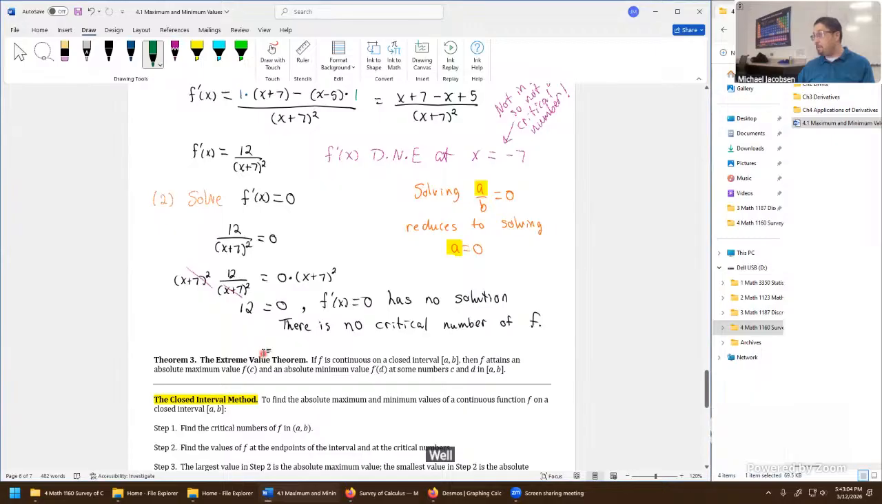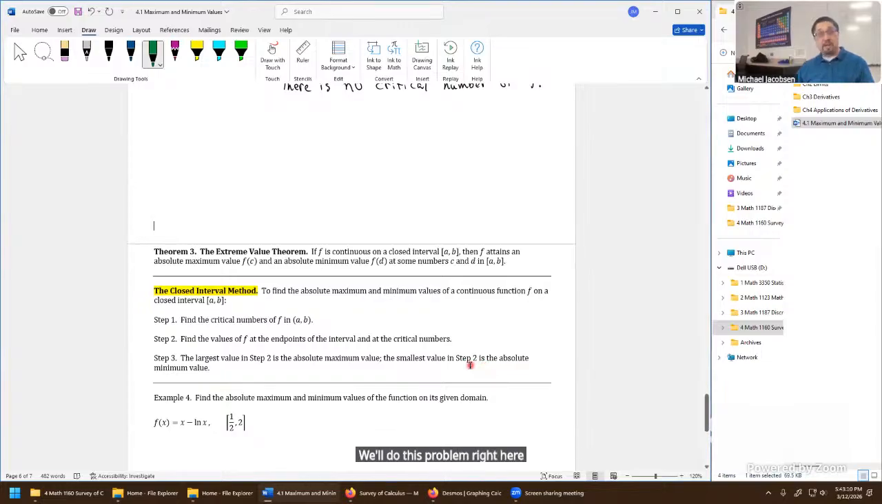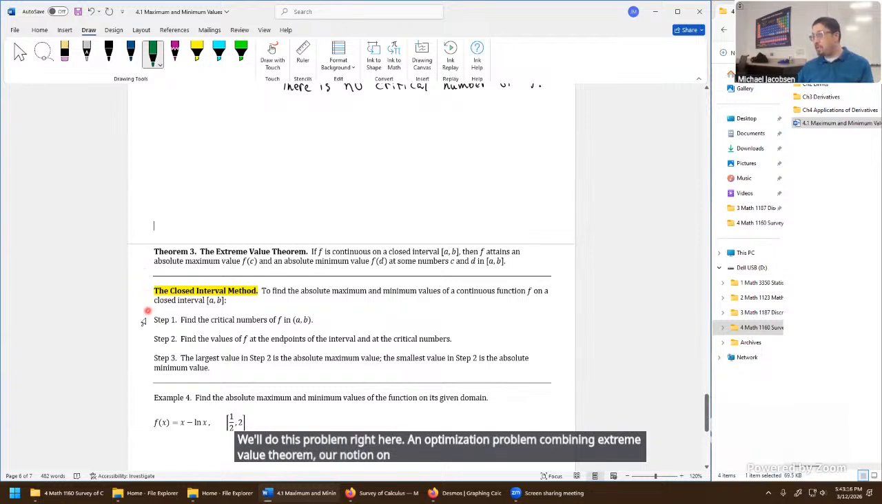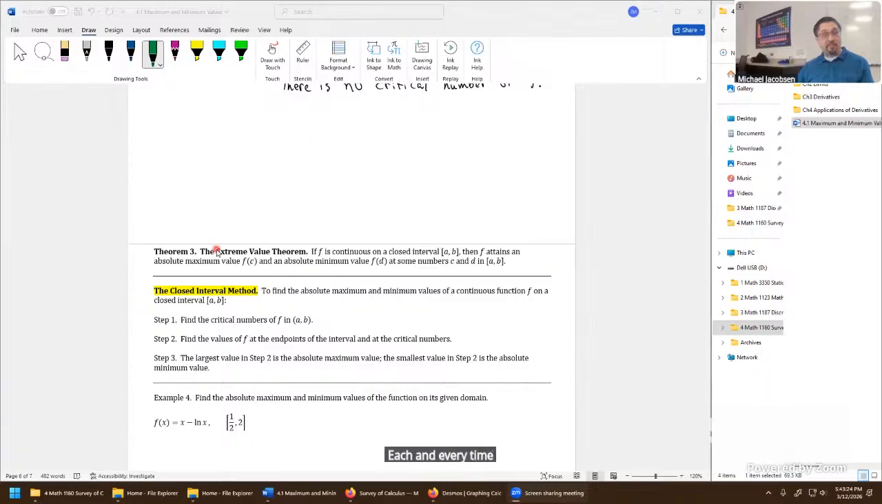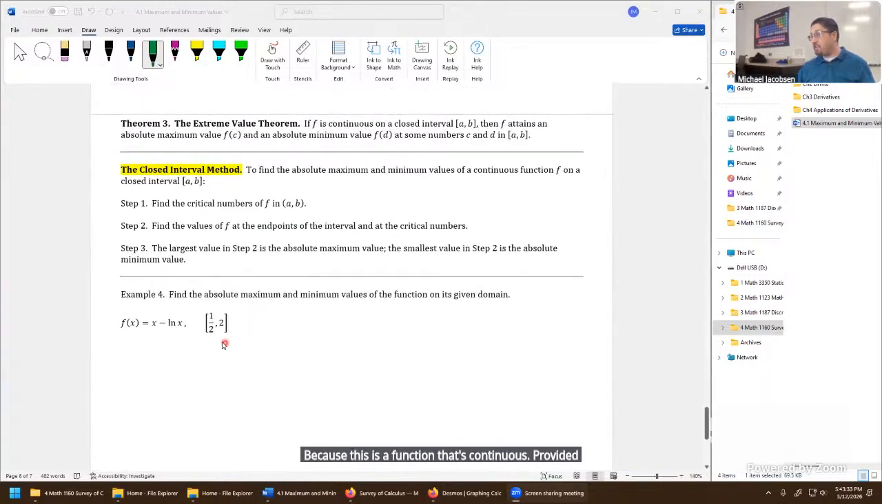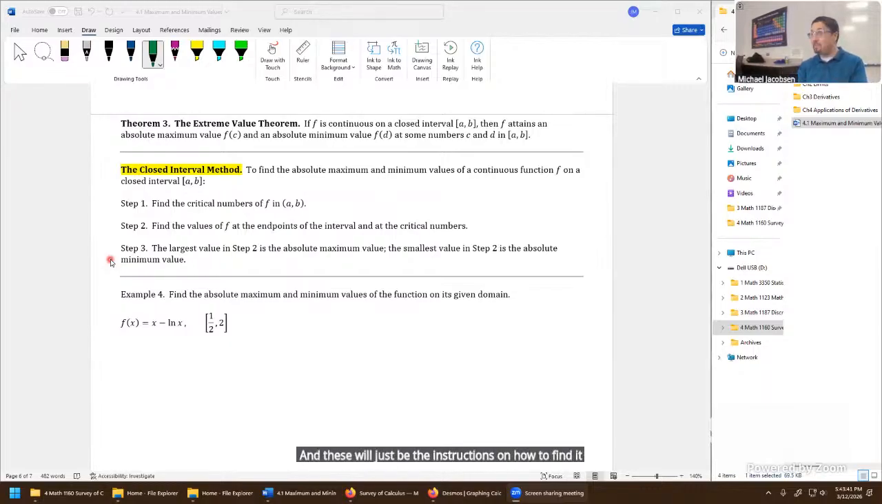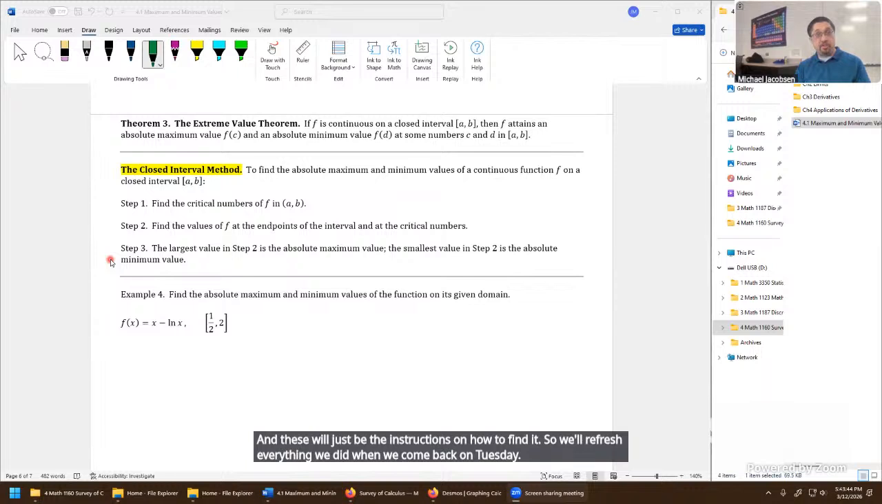Well, what we'll be doing next when we come back on Tuesday's class next week, we'll do this problem right here, an optimization problem, combining the extreme value theorem and our notion of critical numbers to write out a process, a kind of algorithm that will lead to an absolute maximum and minimum each and every time. The extreme value theorem is relevant, so I'm glad you asked about that one as a refresher, because this is a function that's continuous on this closed interval right here. So it will have an absolute maximum and minimum, and these will be the instructions on how to find them. So we'll refresh everything we did when we come back on Tuesday, and then move into the very next section.